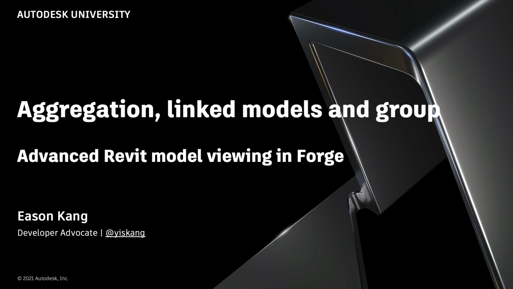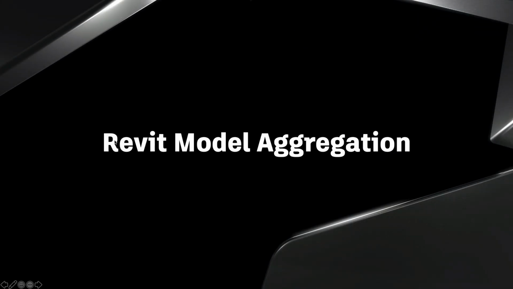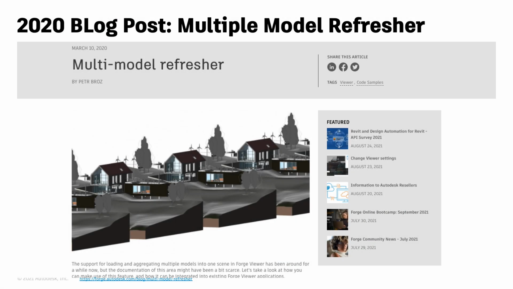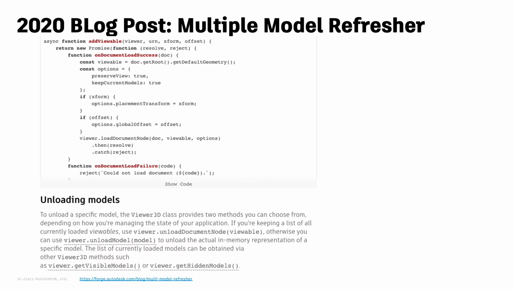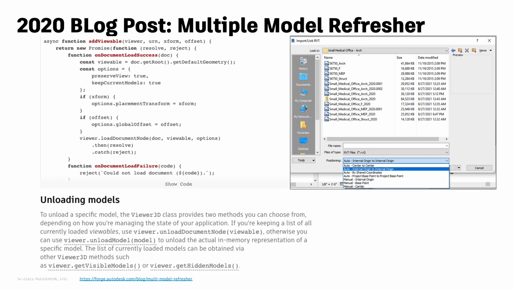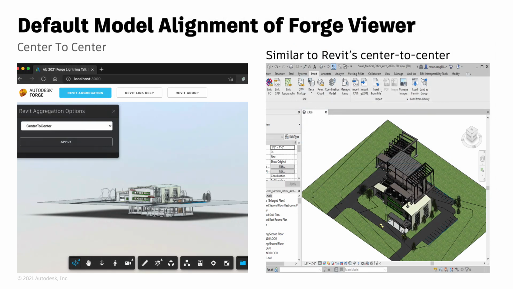In this light talk, I will quickly show some useful tips of advanced Revit model built in Forge. First, let's look at the Revit model aggregation. Last year, we had a blog post from my colleague Peter showing how to aggregate models in Forge Viewer. Today, I will show you how to do this with a Revit model, using the Revit link concept.